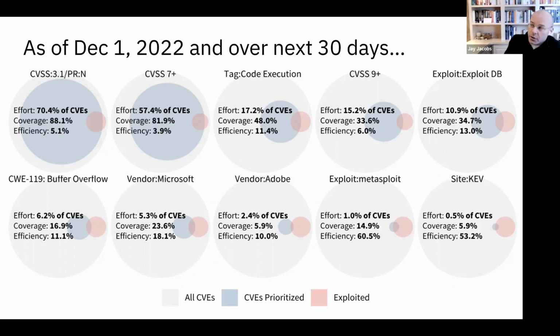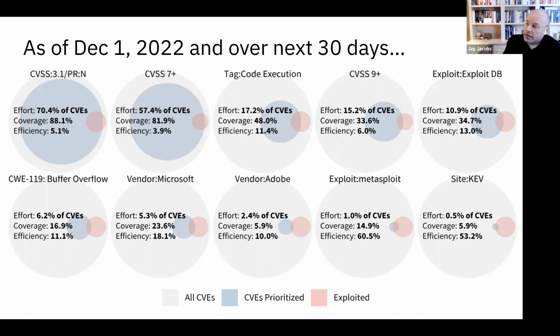That blue circle is quite enormous. Yeah, essentially you're doing a lot of work you don't have to, in the sense that you're fixing things that nobody is trying to exploit. Yeah. And right underneath that, we have Microsoft with 18% efficiency. So you vastly improve your efficiency and you get a coverage of about a quarter, 23.6%, but you're only doing 5% of the CVEs that are marked as Microsoft.